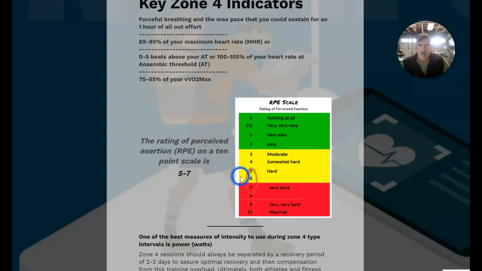But it's going to be maximal effort for that 50 to 60 minutes. So when you're doing intervals here, you're usually doing 5 to 10 minute long intervals with shorter recoveries. The first interval may feel like a 5 on the RPE scale, but especially with the longer intervals later into the workout, you're going to feel like you're at a very hard level.